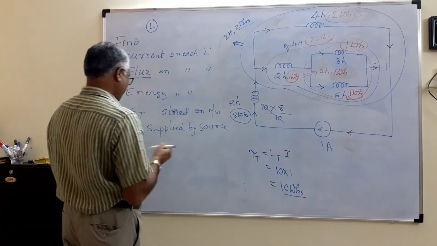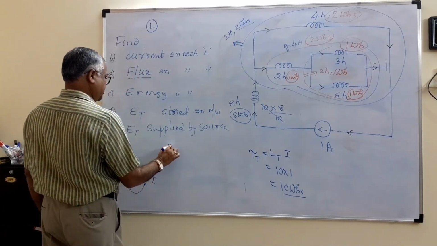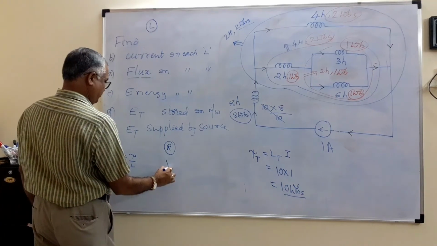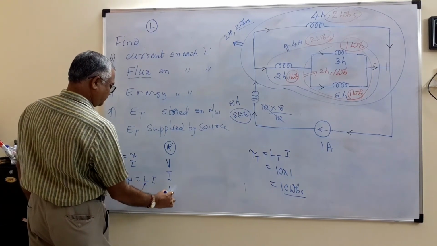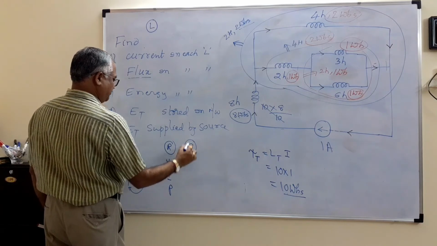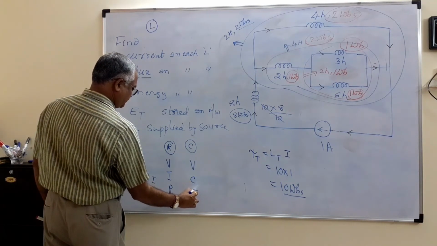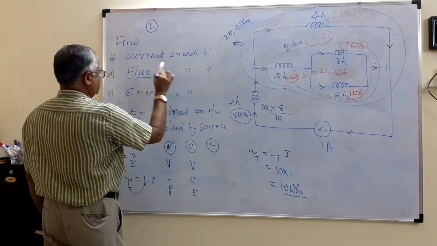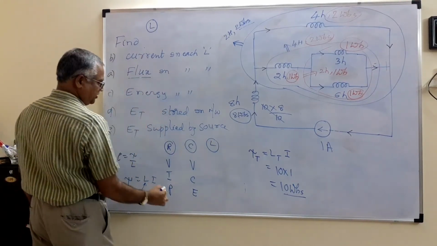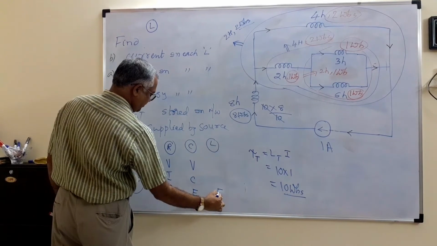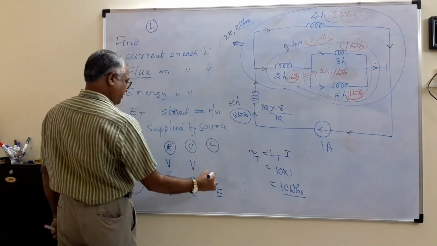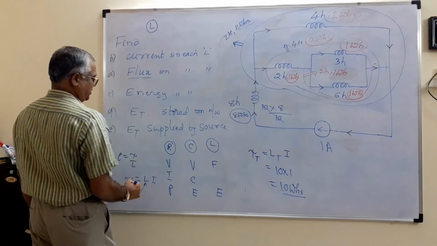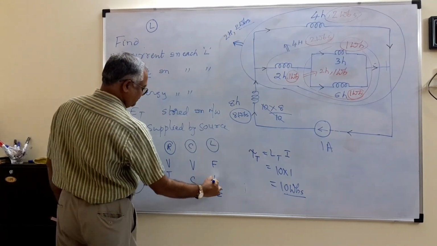What is the summary? For any resistive network, what are the laws I said? VIP. Capacitive network, VCE. Inductive network, flux law, current law, energy law. So this energy is same anyway. Now we have flux law extra, then current law is I.